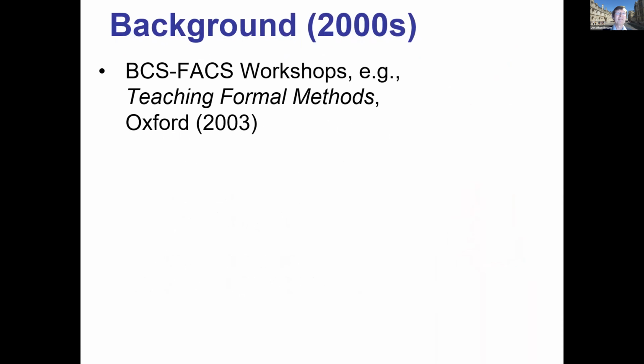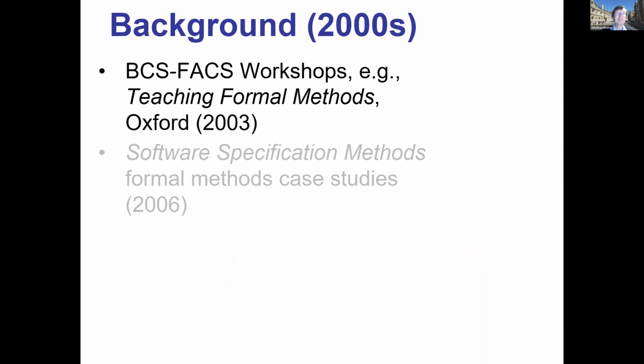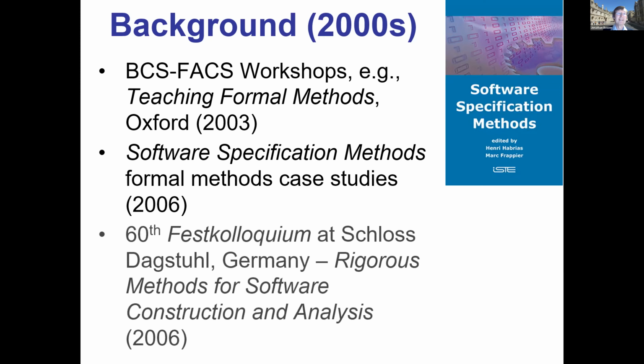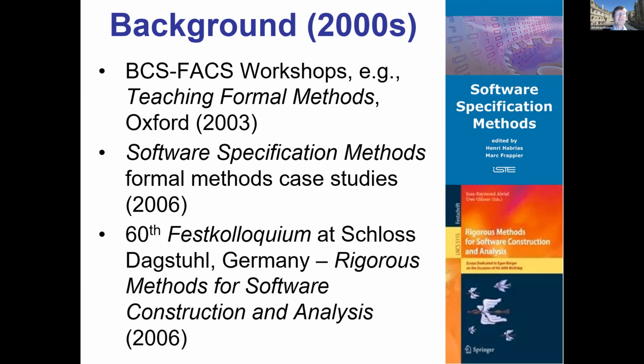Just a few specific examples. So FACS had workshops, so we've been interested in teaching formal methods education and so on. There have also been books on formal methods that bring different communities in formal methods together, because there's a lot of different types of formal method. And this book, for example, let people use their own formal method on a particular case study and compare with other formal methods. And this was another community based around Egon Börger, who's a leader in the ASM community.